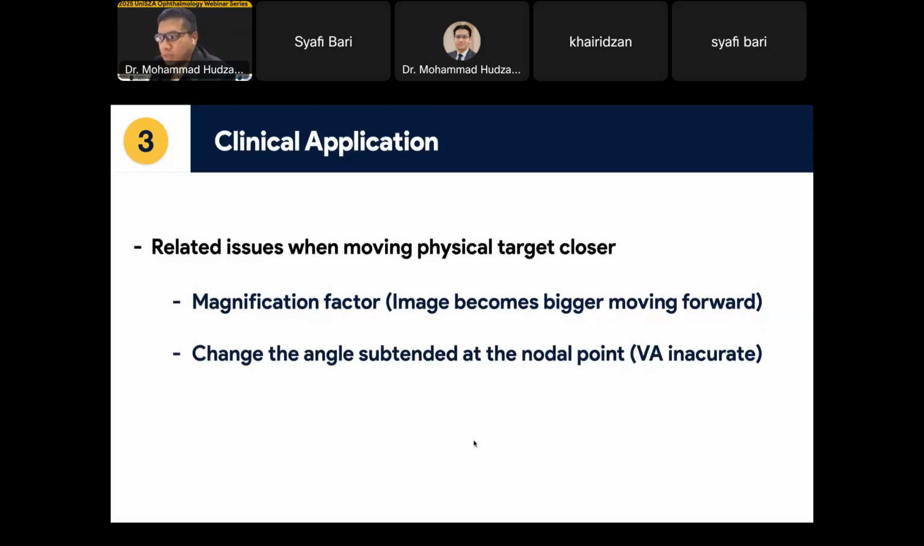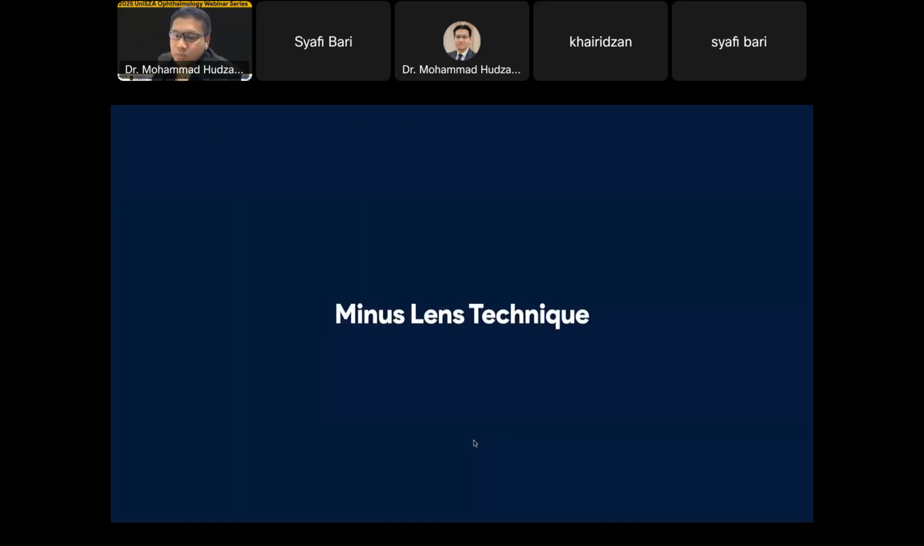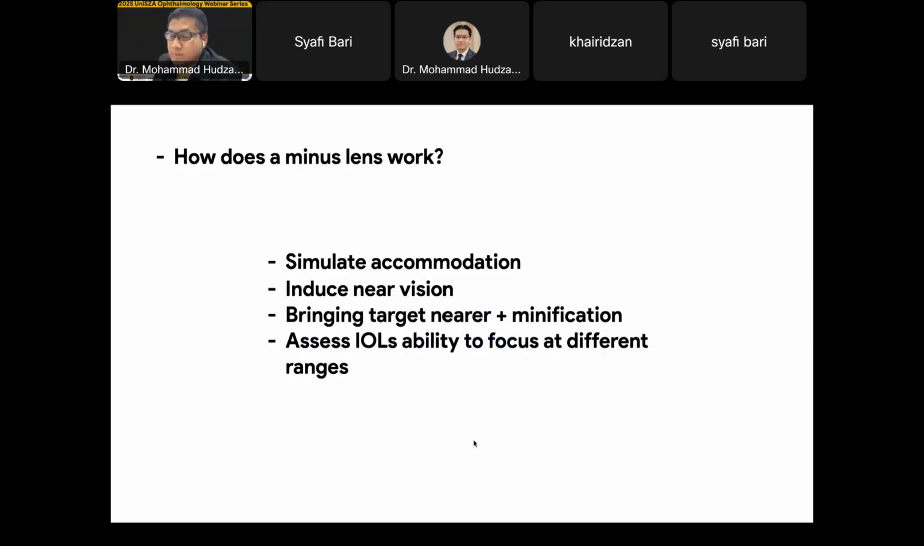We are basically changing the angle subtended at the nodal point, which is the basis of visual acuity. We cannot just bring the target closer while the image stays the same size. And it is cumbersome and very impractical. You need to keep bringing the Snellen chart closer to the patient just to check the range of clear vision. So this is where the minus lens technique comes in.